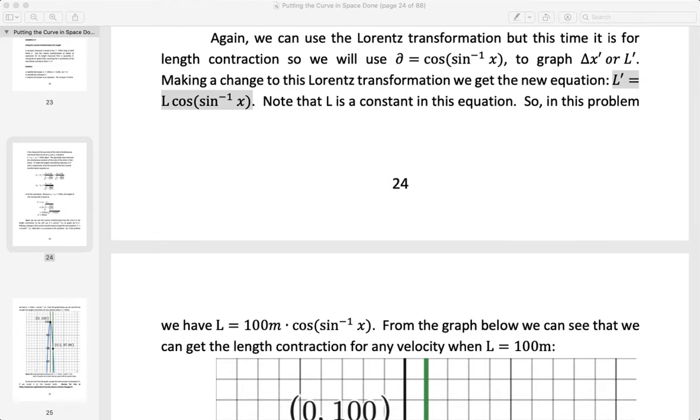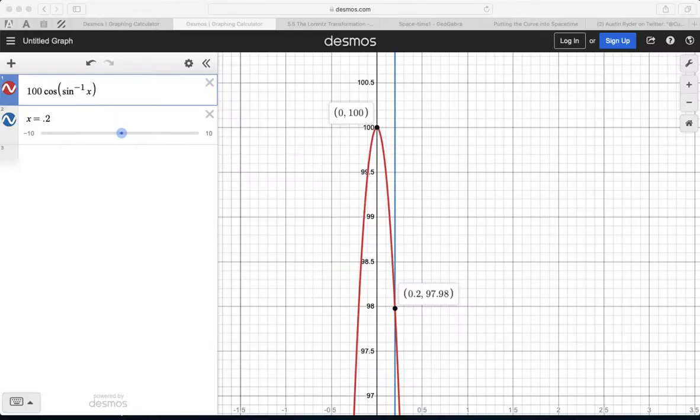As you can see my equation at the top, highlighted in gray, this is what I will plug into Desmos.com. From this graph, we can see that x equals 0.2, which represents 20% the speed of light, which intersects our equation at 97.98 meters. If I was to round this to the nearest tenth, we would get the same answer as OpenStax.org at 98.0 meters. So you can see that both of these equations can graph the time dilation or the length contraction and give us the answer for any percentage of the speed of light.